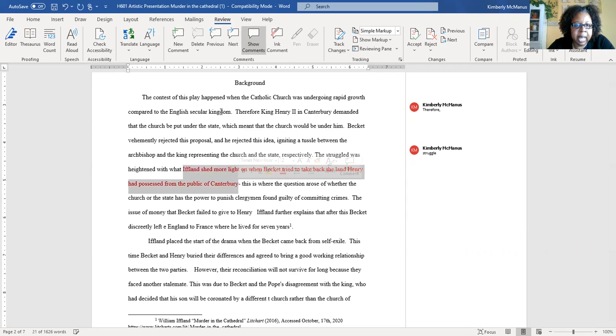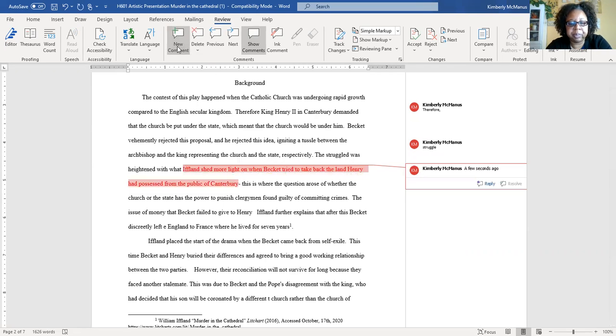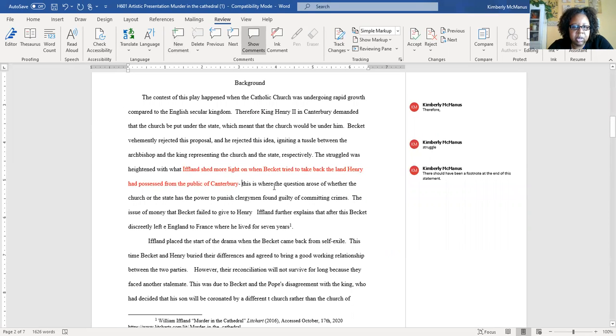I'm gonna put it in here in A. There should have been a footnote at the end of this statement. Okay, you cannot put the footnote at the end of the paragraph. You already know this. Then you have another sentence. This is where the question arose. You cannot do this. You have two sentences in one. Okay, so this is now a run-on sentence.